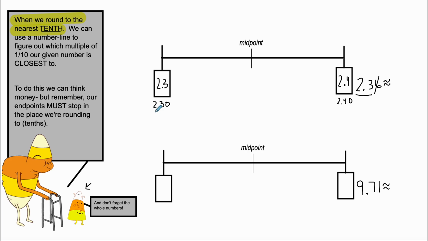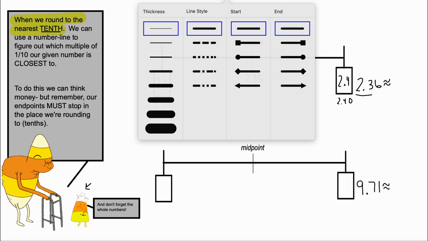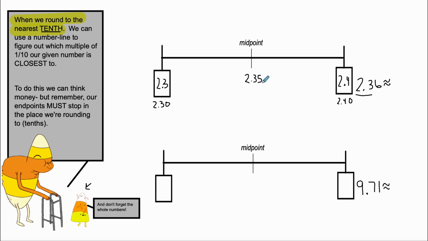So how much money is in between $2.30 and $2.40? I know. What is it, candy corn dude? $2.35. You are correct, my friend. That's our midpoint. Our original number was 2 and 36/100, $2.36. Where does that fall on our number line? Is it before the midpoint, on the midpoint, or after the midpoint? It's after it. It's 1 penny, 1/100, after the midpoint, so it's about right here.